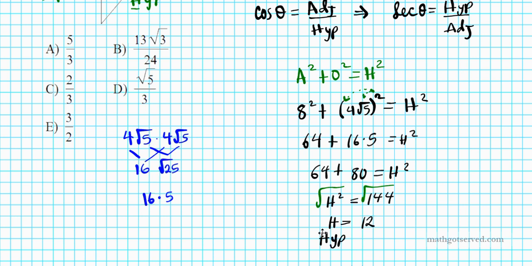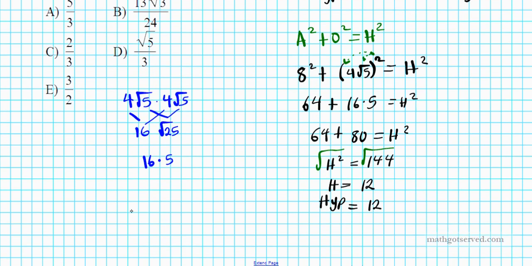Now let's go back to the formula. Secant is hypotenuse divided by adjacent, so secant theta is going to be the hypotenuse, 12, divided by the adjacent, which is 8. Now this ratio can be reduced, so we just simply divide by the GCF, namely 4. Divide top and bottom by 4, and you have 3 over 2. Final answer is option letter E.